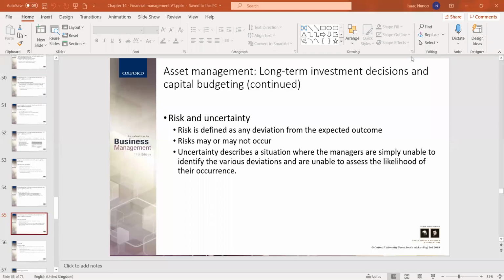In evaluating projects, we also have to know that there is risk and uncertainty. Risk is defined as the deviation from the expected outcome, and the risk may occur or may not occur. Uncertainty describes a situation where managers are simply unable to identify the various deviations and are unable to assess the likelihood of their occurrence. So with uncertainty, we have no clue as to what is going to happen. But with risk, we can measure and find out that, although it is unknown, there is a likelihood of something occurring and a likelihood of something not occurring. These are things that we also need to consider in evaluating projects.